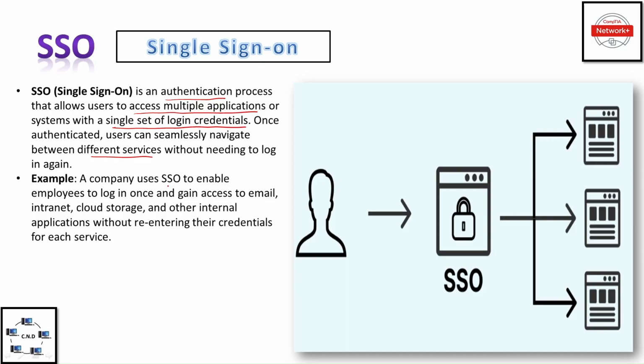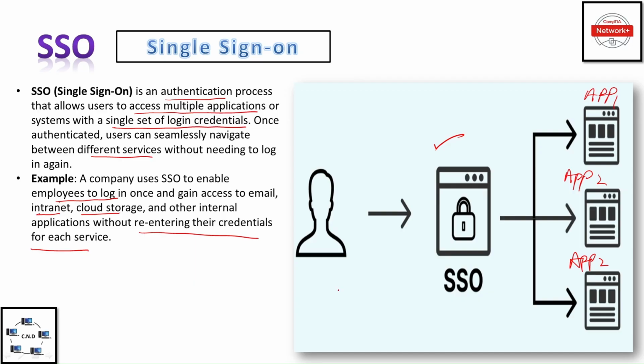For example, a company uses SSO to enable employees to log in once and gain access to email, intranet, cloud storage, and other internal applications without re-entering their credentials for each service. So SSO is essentially a system where the user uses only one set of credentials, and then the user can use multiple applications without using separate credentials for each application.